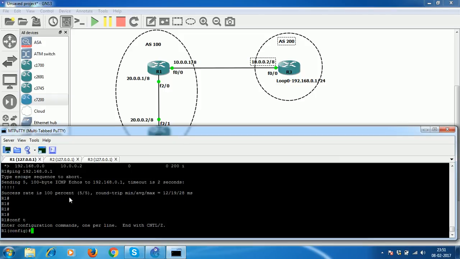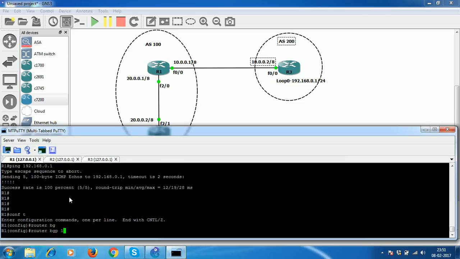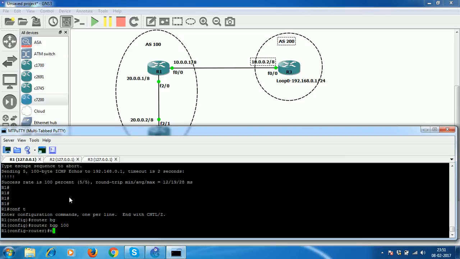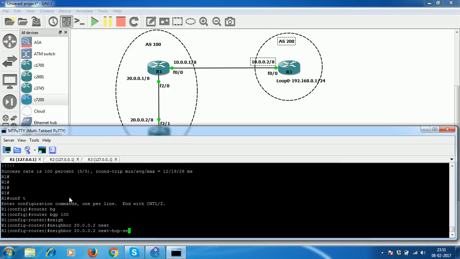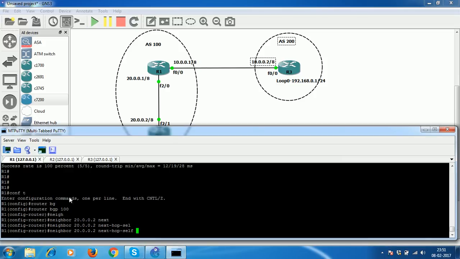You just go to the router configuration, router BGP 100, and for which neighbor you are configuring now, you are telling that router 2 configurations, that is neighbor 20.0.0.2 next-hop-self. This command will tell R1 that whatever you are advertising to R2 or to any of your iBGP peers, make yourself the next hop. That means you are the next stop for the networks you are advertising.